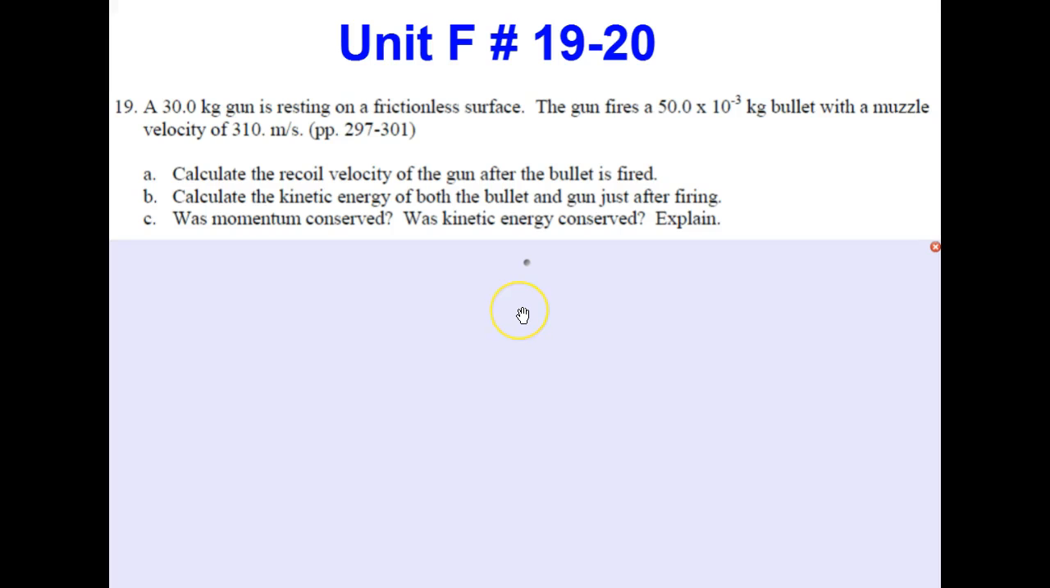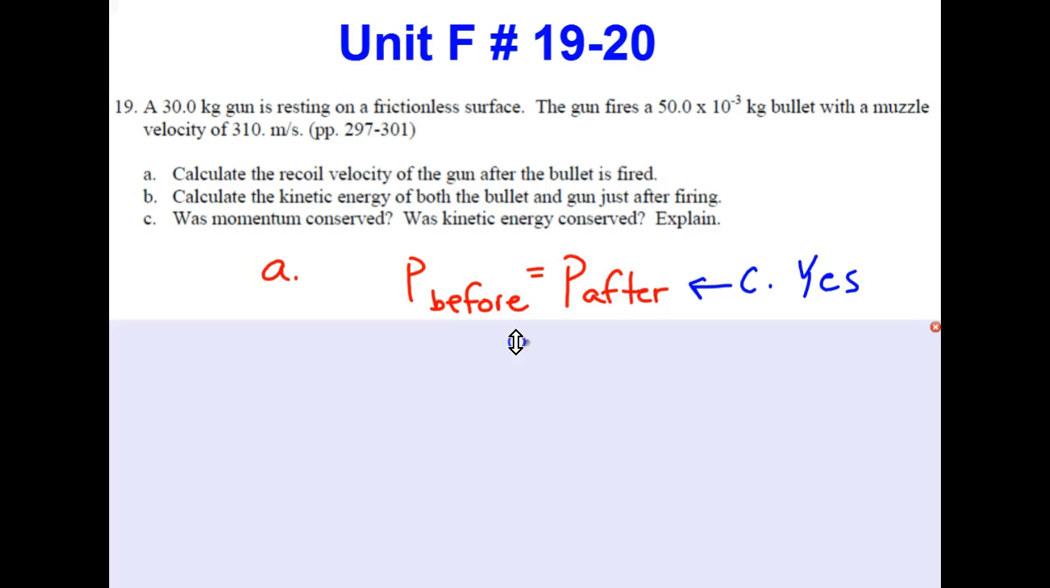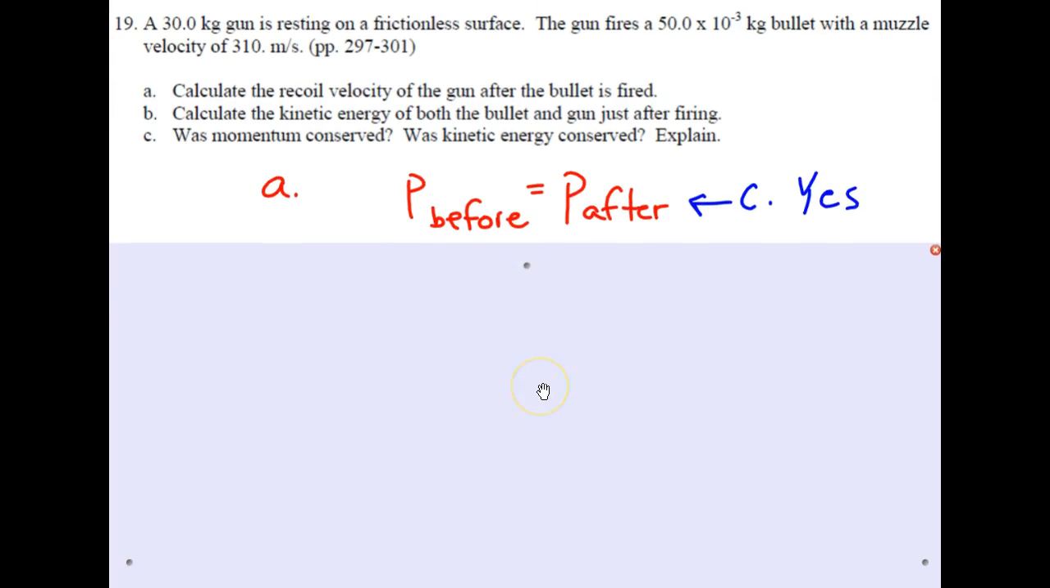All right, with A, to calculate the recoil velocity, we are going to start by conserving momentum. Ignore this part over here. We'll talk about that in a moment. So we start with our conservation of momentum statement, P before equals P after. What objects, if any, have momentum before the gun is fired? The answer is none of them, because neither one of them is moving. The gun itself is not moving. The bullet is not yet moving. So the momentum before is 0.